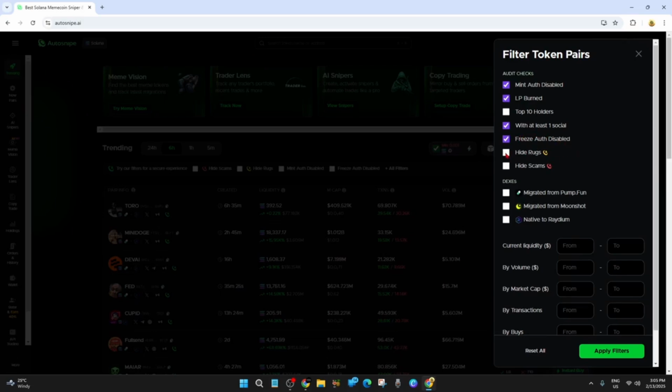The next one here is hide rugs. This is one of the most important filters. It automatically hides tokens flagged as scams or potential rug pulls. Keep this on at all times.